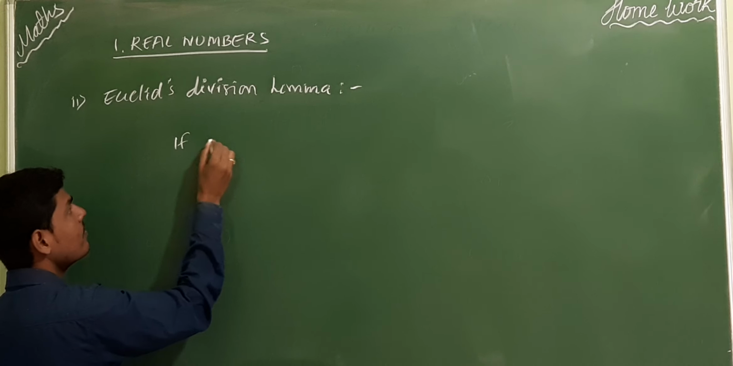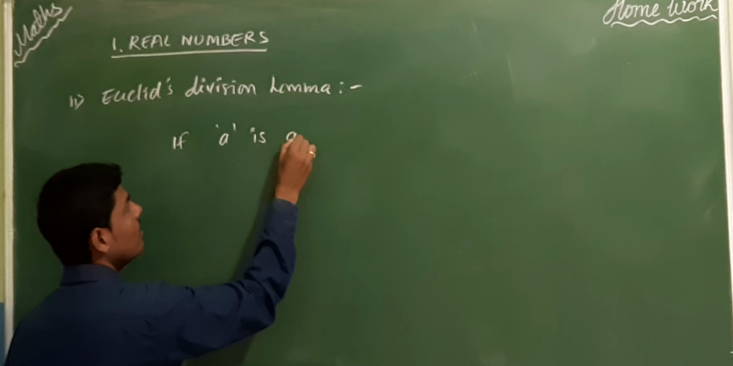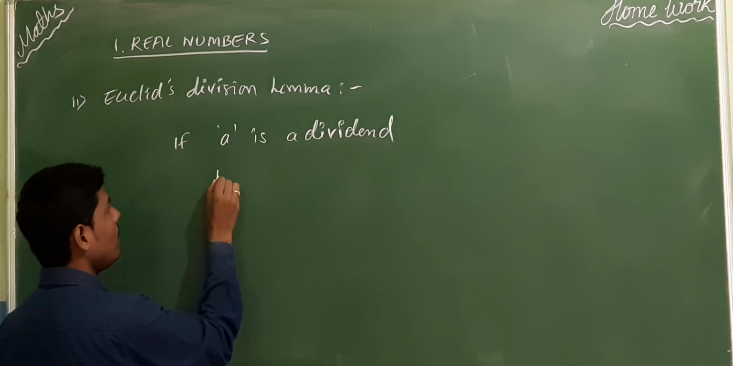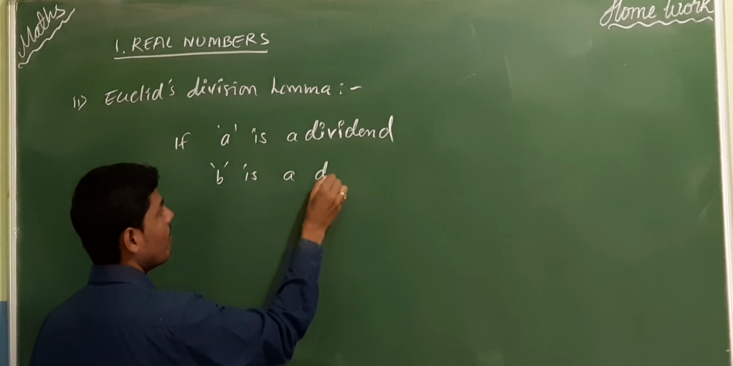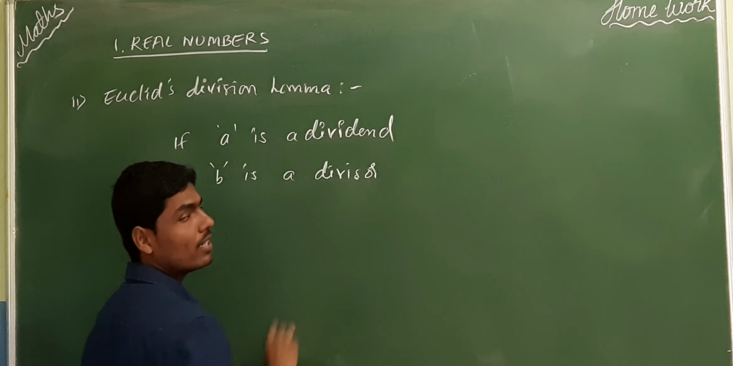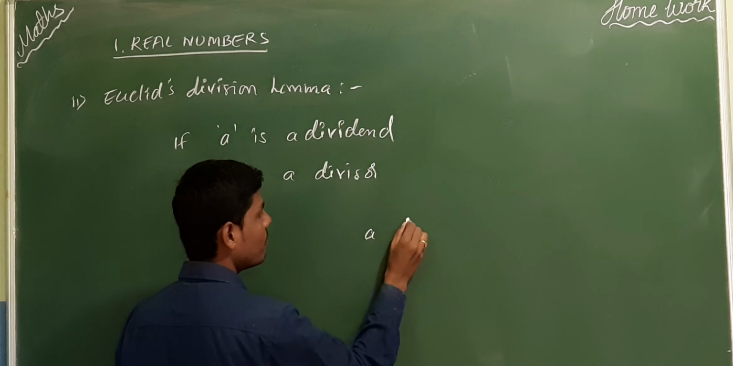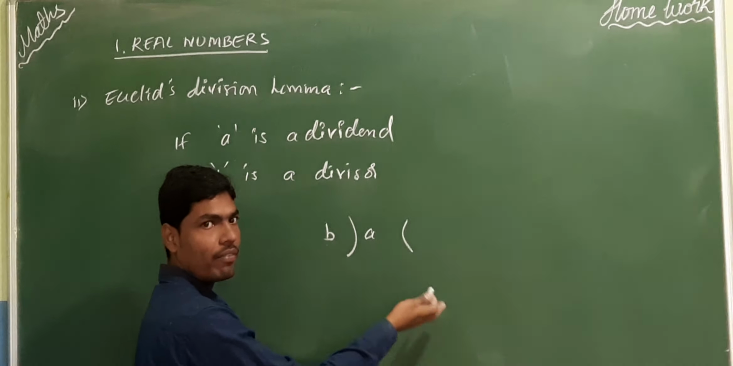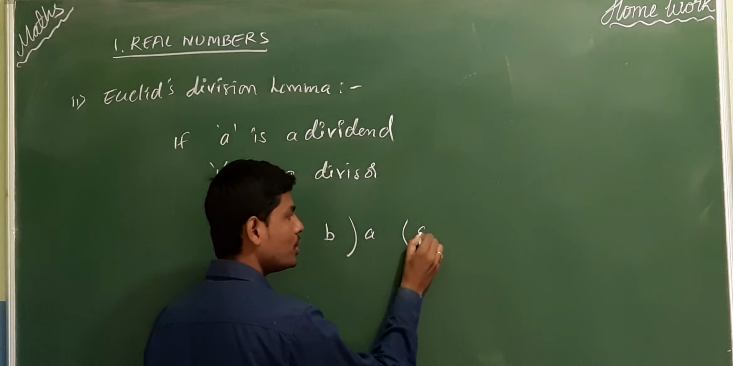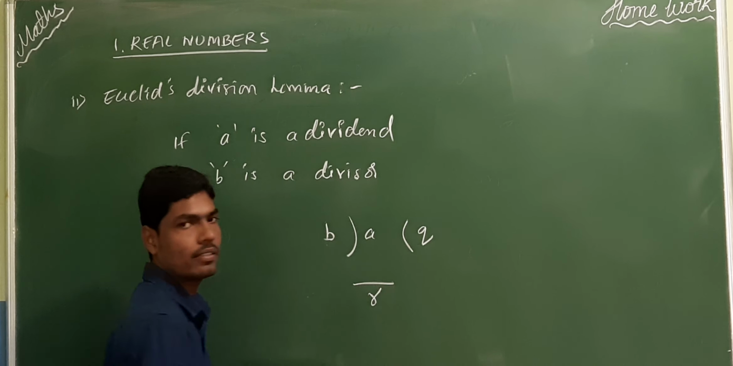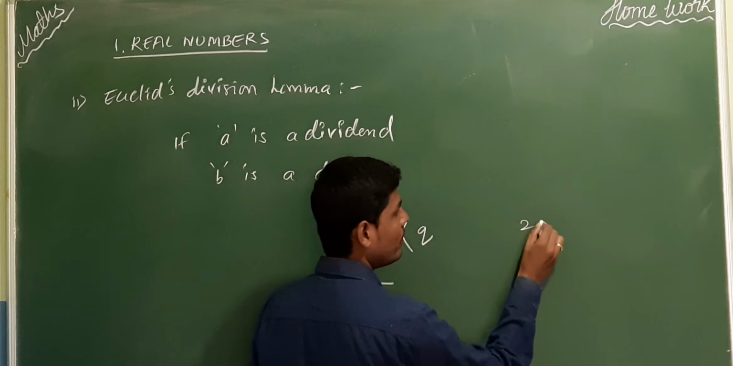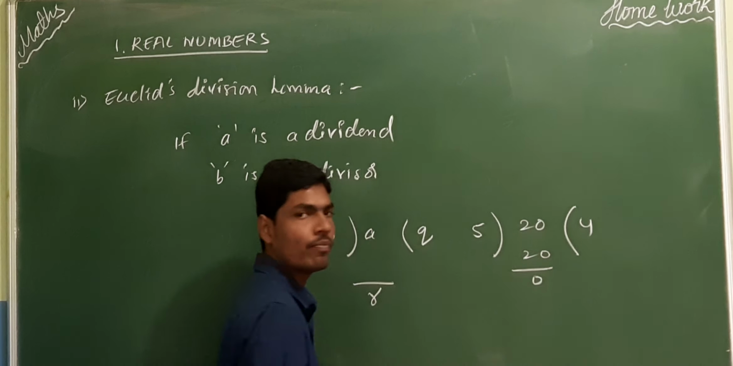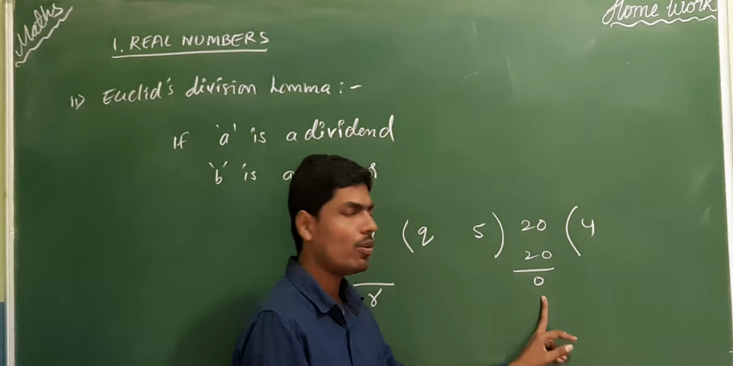If A is a dividend, B is a divisor, now divide that A with B. When you are dividing a number with another number, you will get a quotient and you will get a remainder. Just now we have discussed this problem. 20 you are dividing by 5. 5 fours are 20, you got remainder 0. 4 is the quotient, 0 is the remainder.